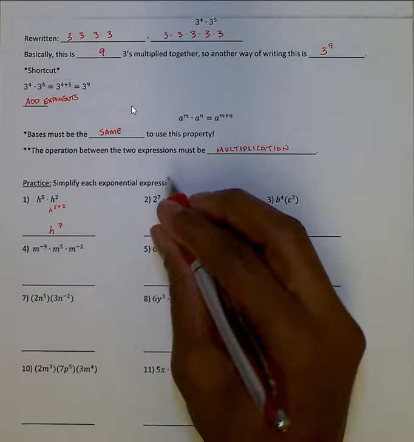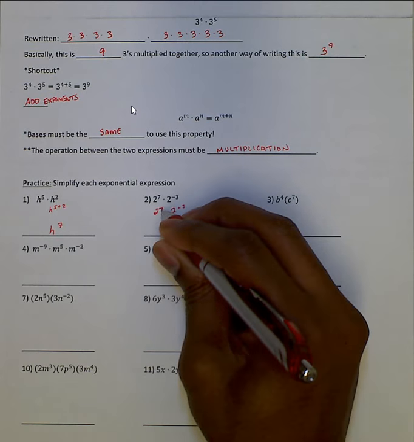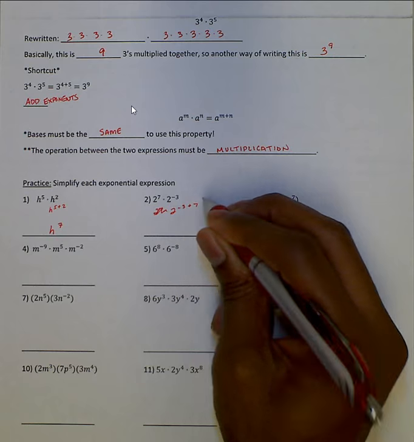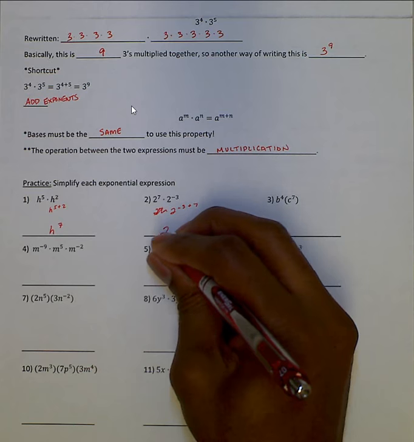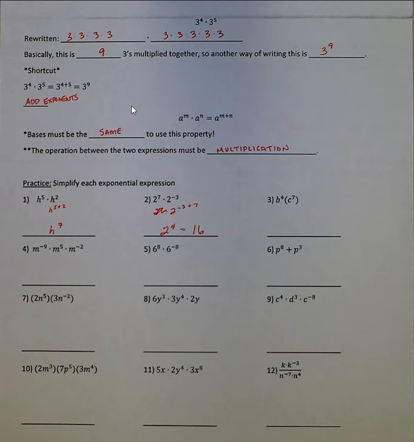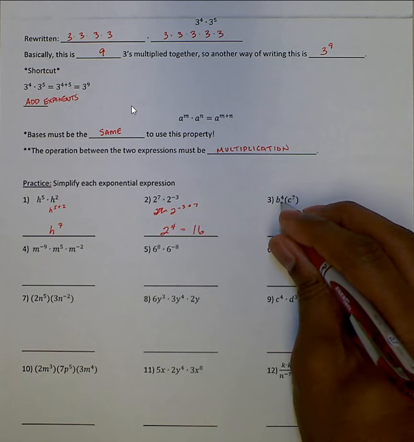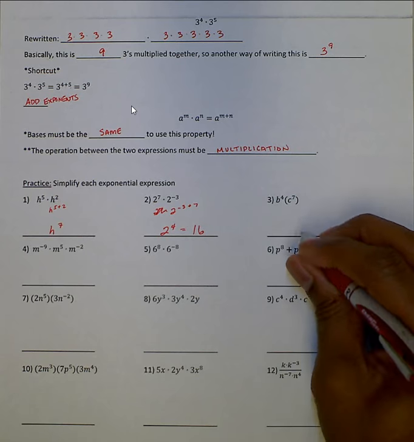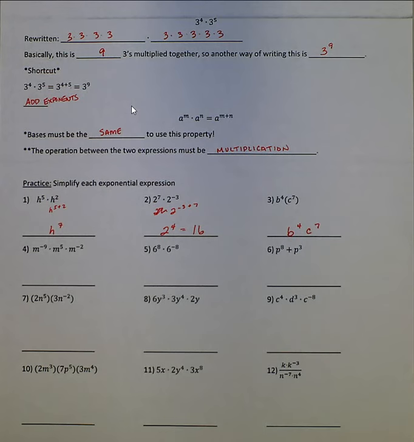Okay, works with numbers as well. We have 2 to the 7th times 2 to the negative 3rd. So essentially what we're doing, we have negative 3 plus 7, adding those together. And so we have 2 to the 4th. If we wanted to, we can simplify that to give us 16. Now number 3, we have b to the 4th and c to the 7th. Notice our bases are not the same. So you can just keep them like this. You can't combine those exponents because our bases aren't the same.